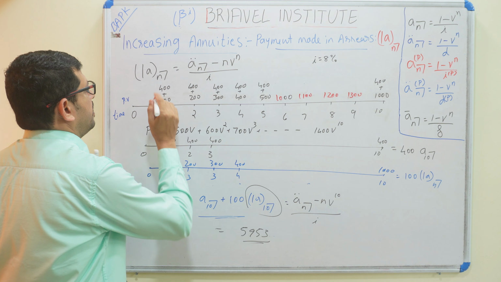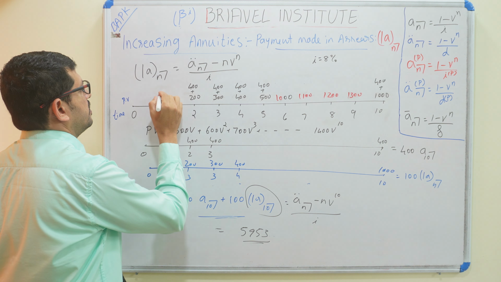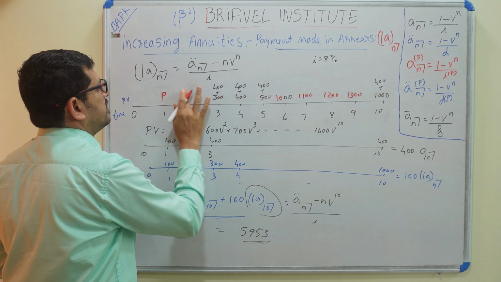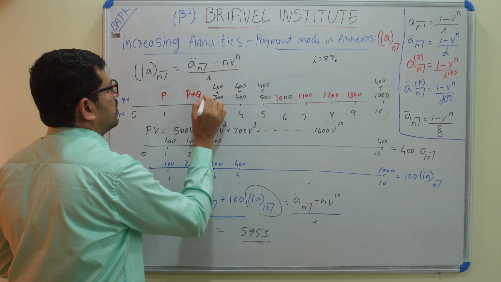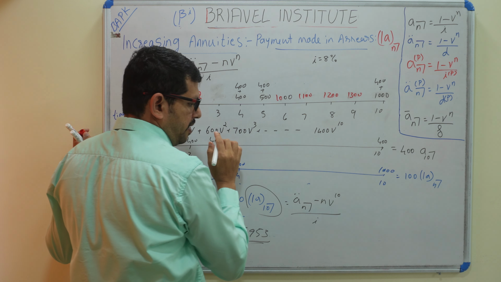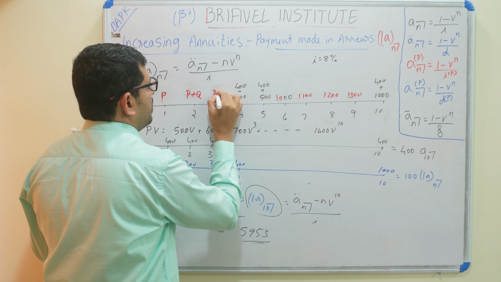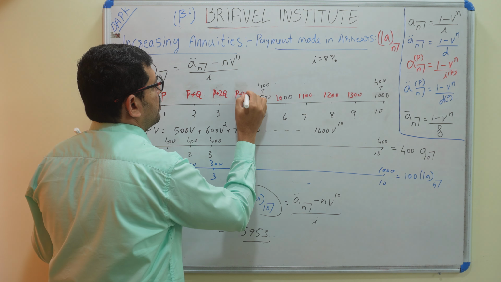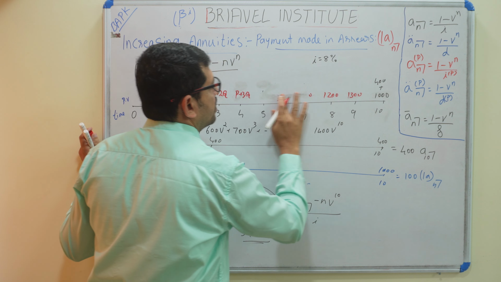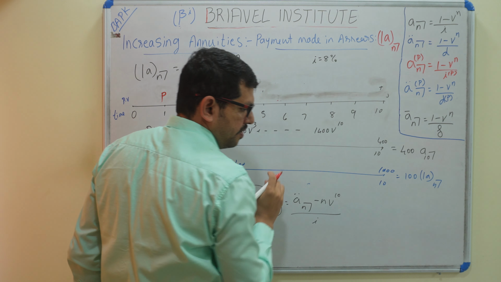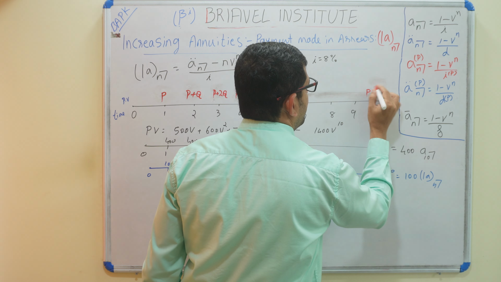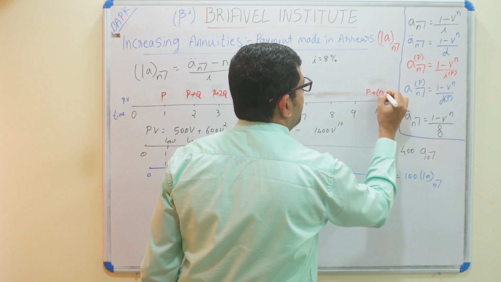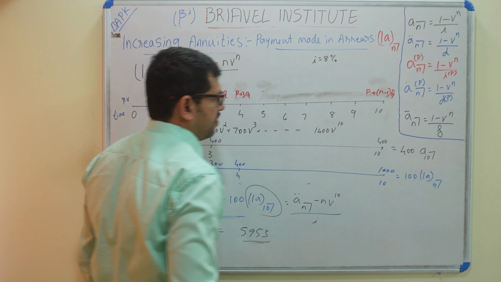It is a P. P is increasing. Here it is P. Here it is P plus Q. Here it is P plus 2Q. Here it is P plus 3Q. Like that it is going, like that up to P plus (n minus 1)Q.